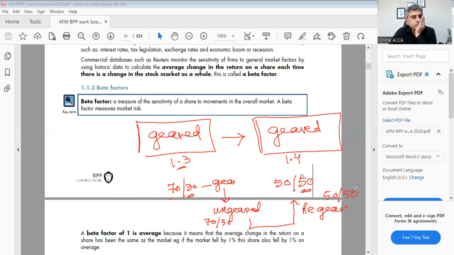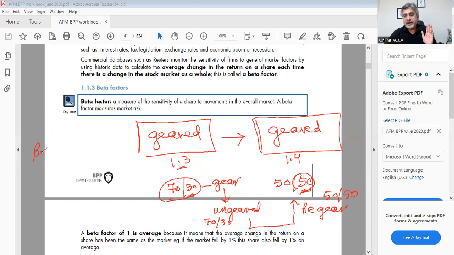Thank you very much. I think we had it in Moonstar, with something similar, gearing and ungearing. The question had a geared beta, and that gearing was 70-30. So using that 70-30 ratio, you will ungear. Ungeared means I remove the aspect of debt, but then I need to add debt into that with the ratio of 50-50. So I do gearing. The formulas will remain the same.